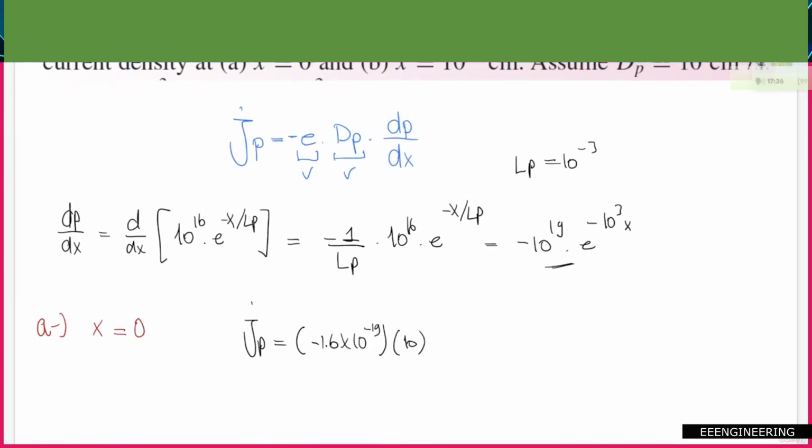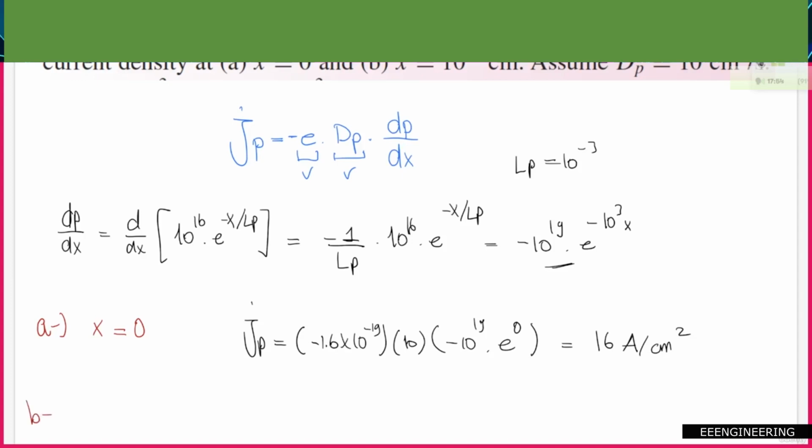All right, then I'm going to have this dp over dx, which is minus 10 to 19 times e to 0, because x is equal to 0. And in the end, what we're going to have is directly 16 amperes over centimeter squared. This is easy, right?